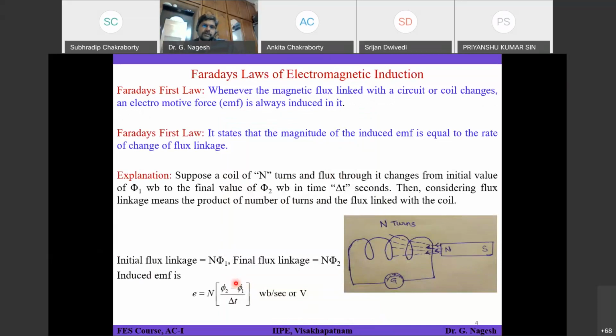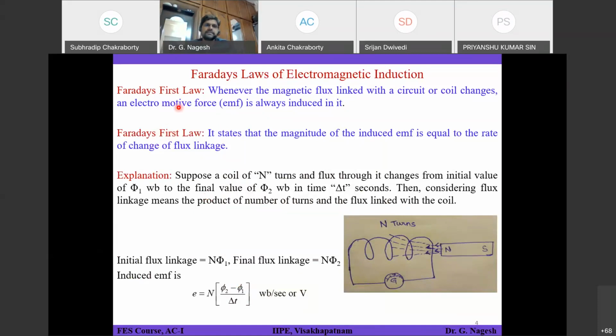Before going to the generation of single phase AC voltage, we will briefly go through Faraday's laws of electromagnetic induction. This you might have already studied, so I will just recap this once. Faraday's laws are defined in two stages: one is Faraday's first law, another one is Faraday's second law.